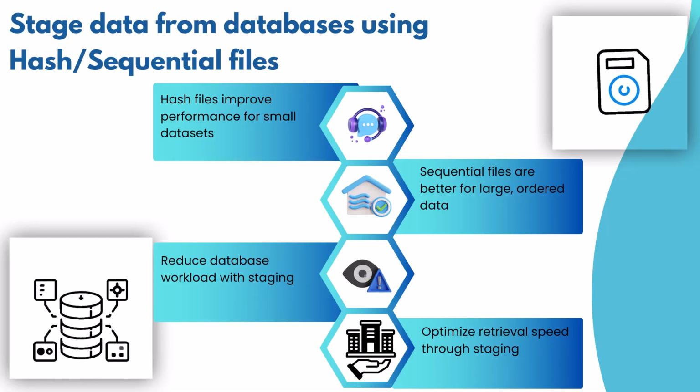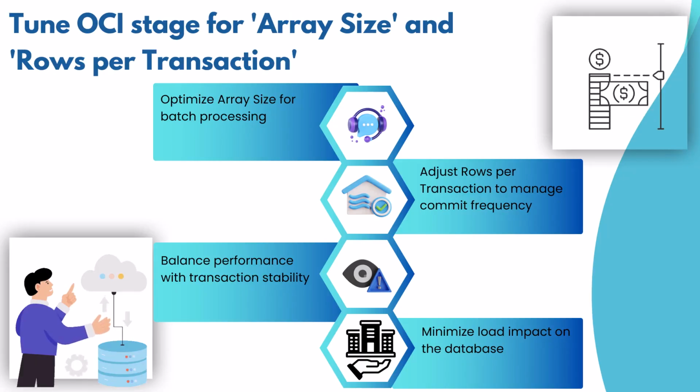Staging is like prepping ingredients before cooking, makes everything smoother. Hash files are quick for small, repeatable lookups, while sequential files handle large, ordered data efficiently. By staging first, we reduce the load on the database and make retrieval faster, so our process doesn't turn into a slow-cooked meal.